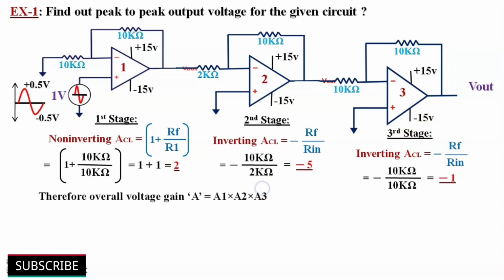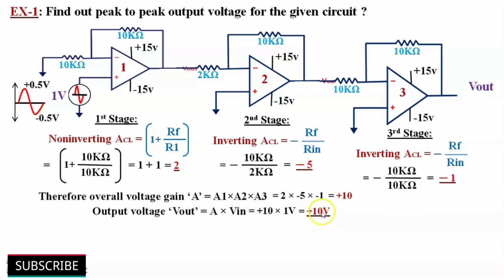Therefore, overall voltage gain of the given circuit A is product of individual stage gains. Gain of first stage A1 multiplied by gain of second stage A2 multiplied by gain of third stage A3, that is equal to 2 into minus 5 into minus 1. That gives plus 10 as voltage gain of this circuit. So output voltage Vout is equal to overall gain A into Vin. That is equal to plus 10 into input voltage 1 volt peak to peak. That gives plus 10 volt as output of this given circuit.